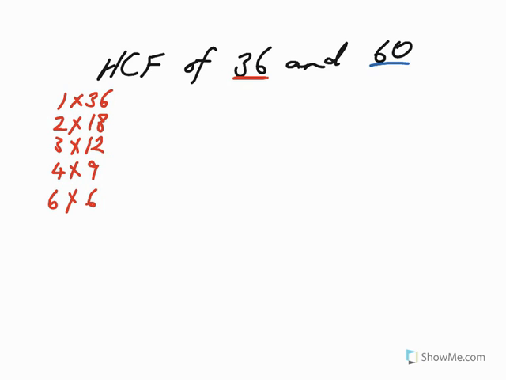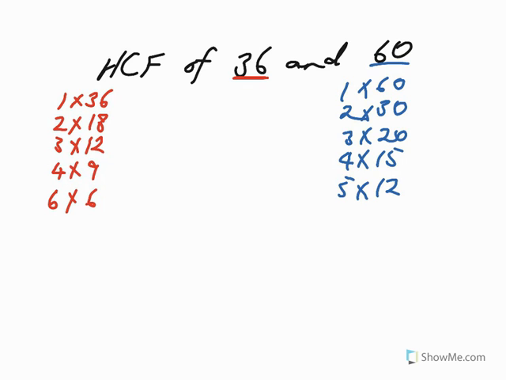And so we could try it again now for all the factors of 60. So we've got 1 times 60, 2 times 30, 3 times 20, 4 times 15, 5 times 12, and 6 times 10. Alright, and we're done on all our numbers on this side.